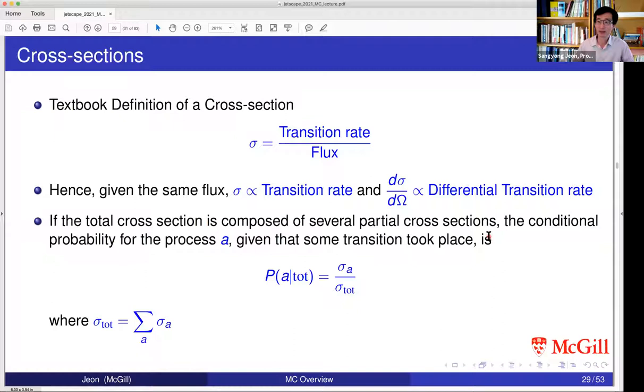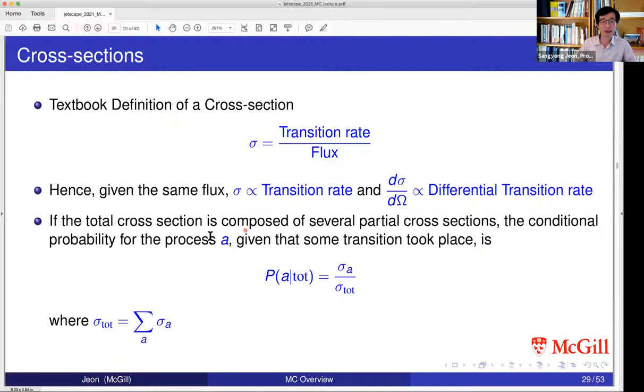So the basic quantity to use in the propagation of any particles is your cross section. Why is it useful? Because cross section is defined this way. It's a transition rate divided by flux. Okay. So what's a flux? It's basically just the relative velocity between two colliding particles. That's what flux is. So for any given collision, the flux is the same for any process that's going to happen when the two particles collide. So given the same flux, what sigma represents is actually a transition rate for each process.